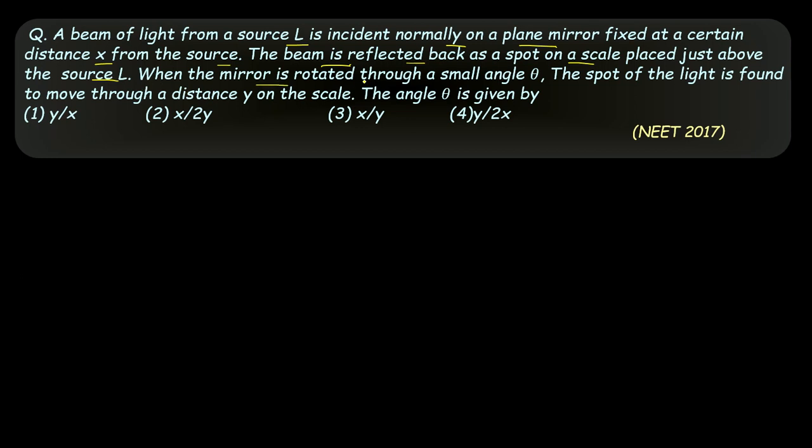When this mirror is rotated through a small angle theta, the spot of the light is found to move through a distance y on the scale. What is the value of this angle?